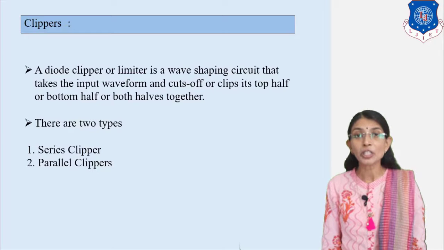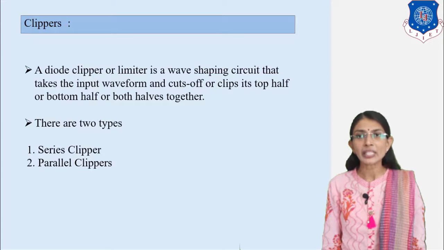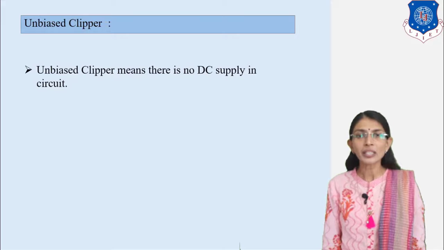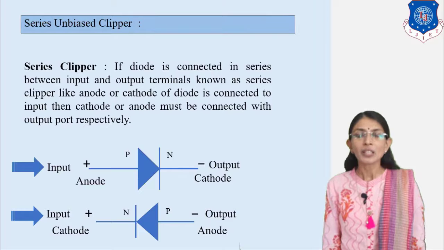First of all, what is the definition of clipper? The clipper is the diode circuit which is used as a wave shaping circuit. That means it is used to remove the unwanted portion of the input cycle. It may be the top half or bottom half. There are two main types, series clipper and parallel clipper. Unbiased clipper, that I already explained, means there is no DC supply connected externally in the circuit diagram.